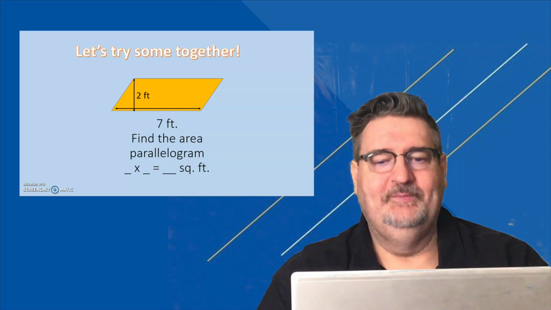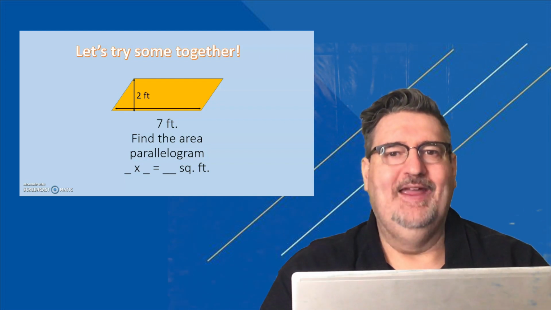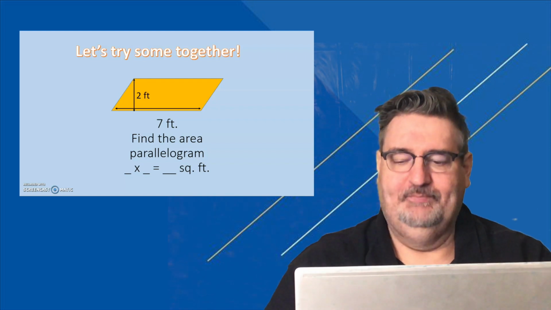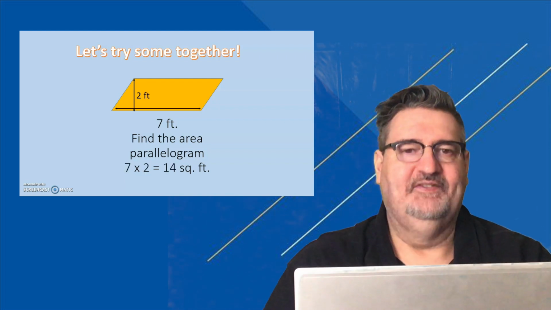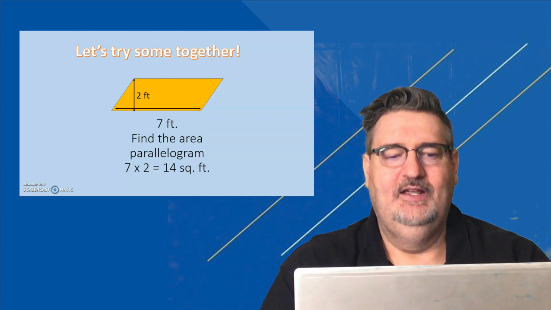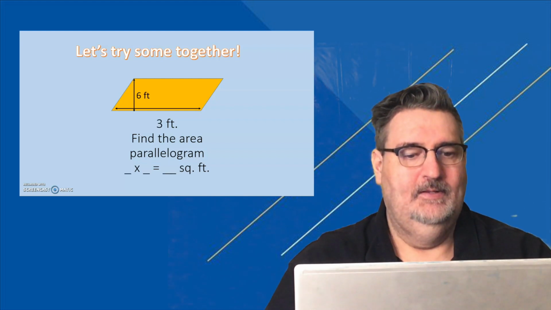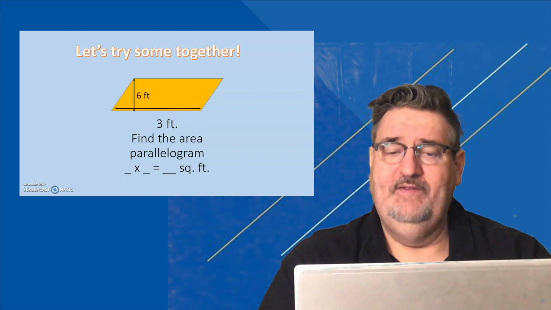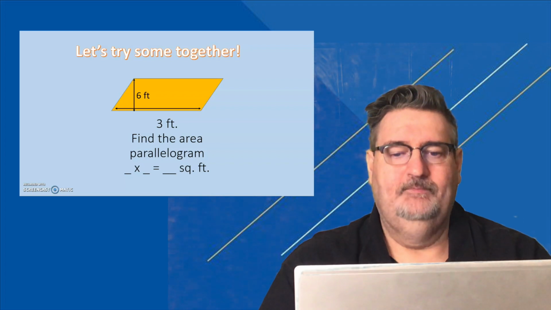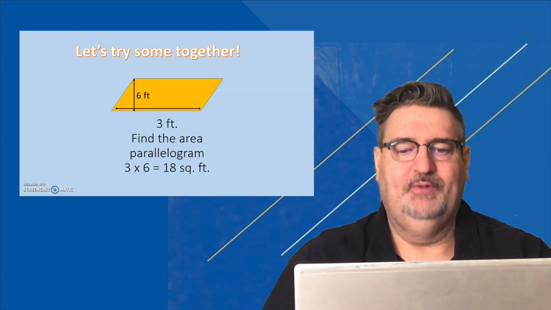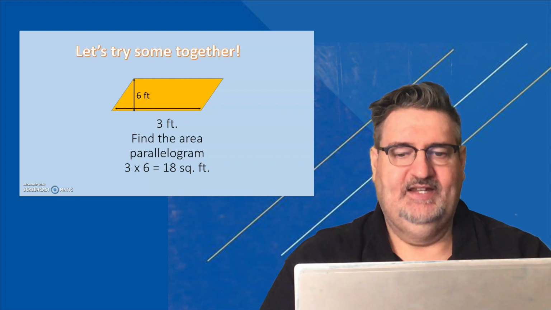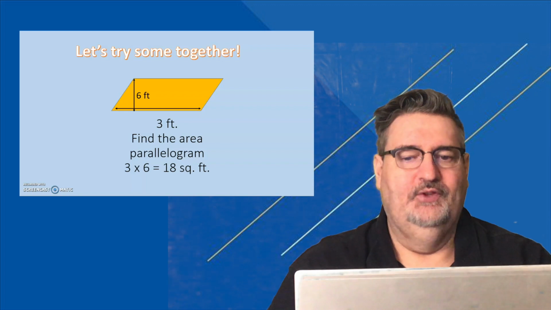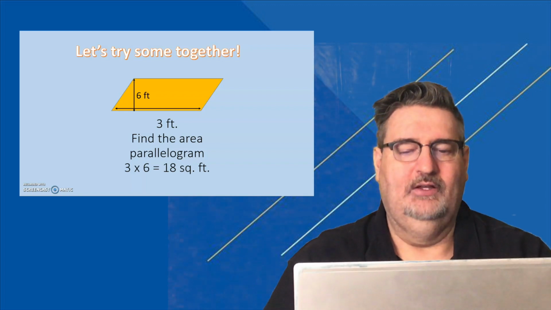All right, let's try some together. When we look at this, we have a base of 7 feet and a height of 2 feet. Let's plug it in: 7 times 2 equals 14 square feet. Let's try this one together. We have a base of 3 feet and a height of 6 feet. We plug those in and multiply, and 3 times 6 equals 18 square feet. So that's how you find the area of a parallelogram.